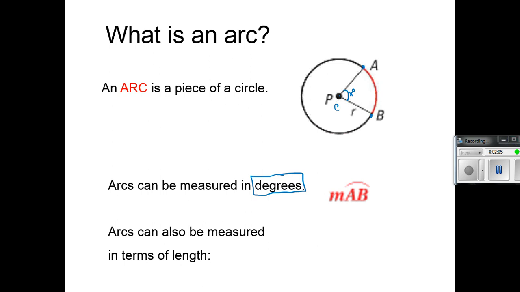Now you can also measure arcs in terms of length. And so the arc length of arc AB would be this outside portion right here. So if I'm talking about the arc length, I'm talking about this distance from A to B. Another way that sometimes you can see that is LAB, arc AB, with a little L in front of it. That means the length of it. Measure means the degrees. Okay, so hopefully you have that in your notebook.